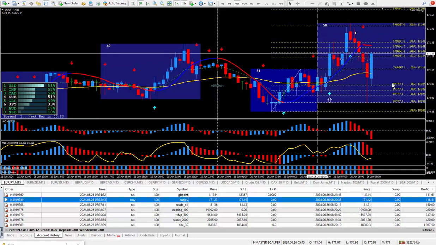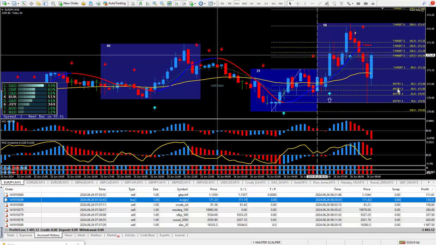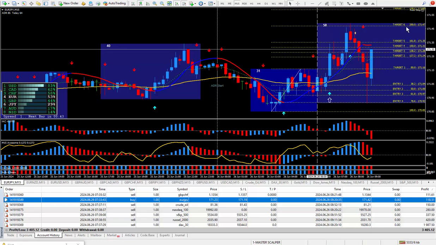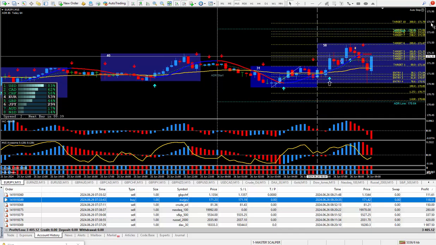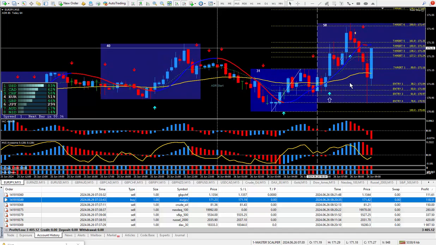If it hits the entries, it'll usually hit at least target 2, 3, 4, 5, and on this particular day it hit target number 6. It actually goes all the way up to 10, and many days it will hit it. So this helps you with entries, and it helps you with targets.